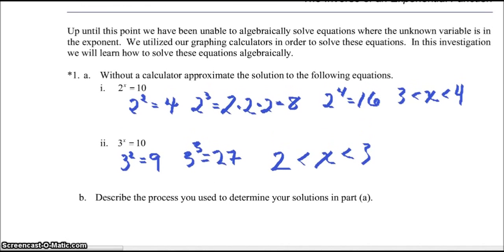Describe the process you used to determine your solutions in part A. Well, what I did there was I thought about whole number values of x, and I calculated the exponent, 3 squared or 2 squared or 2 cubed, and I found out that I got a minimum and a maximum. I know that my value is in between that range, but I don't know what it is. I hope that's a sufficient description.